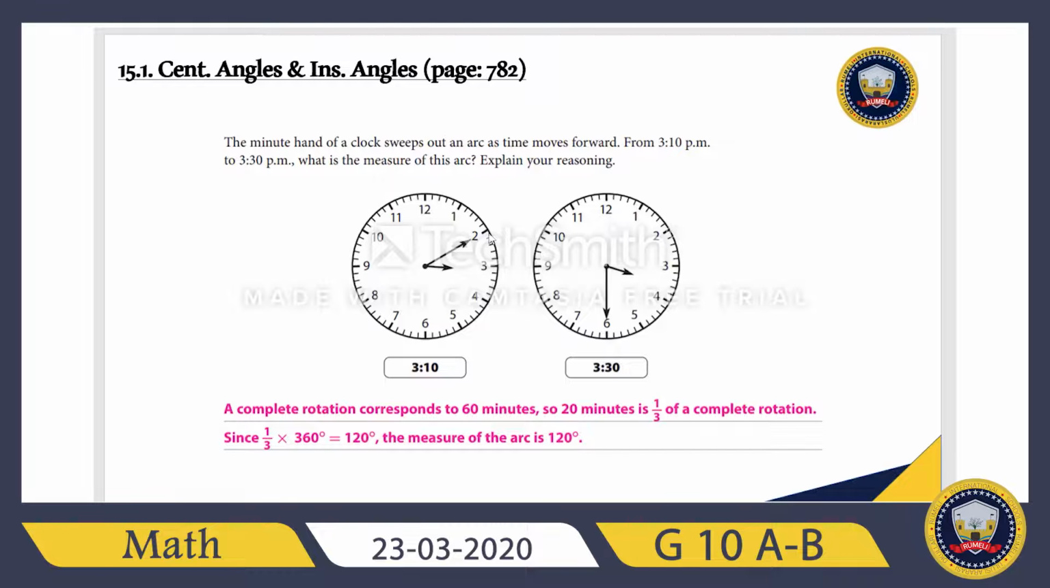First, it moved from 10 to 30. Here, I'm looking for this angle. What is this angle? It is obviously one third of the total angle. In 60 minutes, my hand moves 360 degrees, right? In 20 minutes, it will move a third of 360 degrees. It's 1/3 times 360, which is 120 degrees. So 20 minutes is 120 degrees of arc. Clear?